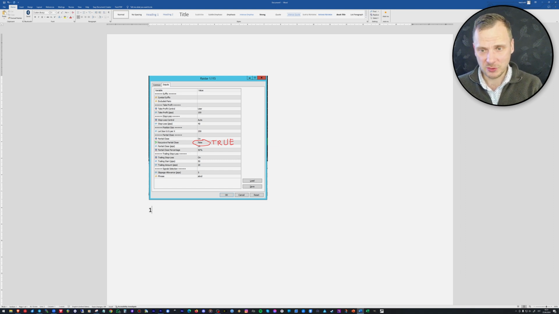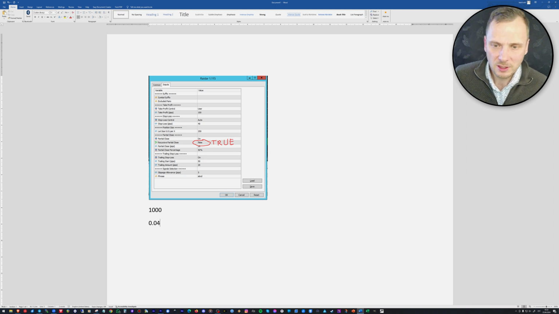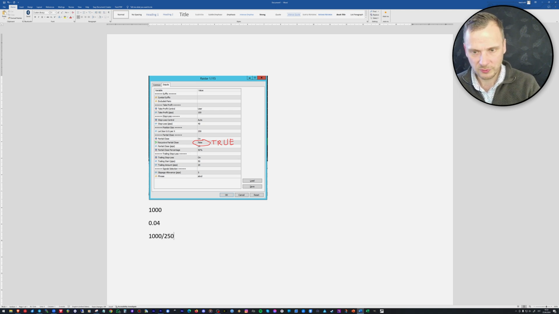Let's say we have an account size of 1000 and all the settings that we see on the screenshot here are the same besides recursive partials. It will be enabled, so set to true. Every trade with these settings that will be opened will be 0.04 lots. And this is quite aggressive, to be honest. How I got this number, I took 1000 divided by 250, this equals 4, and then 0.01 times 4, this equals 0.04 lots per trade.